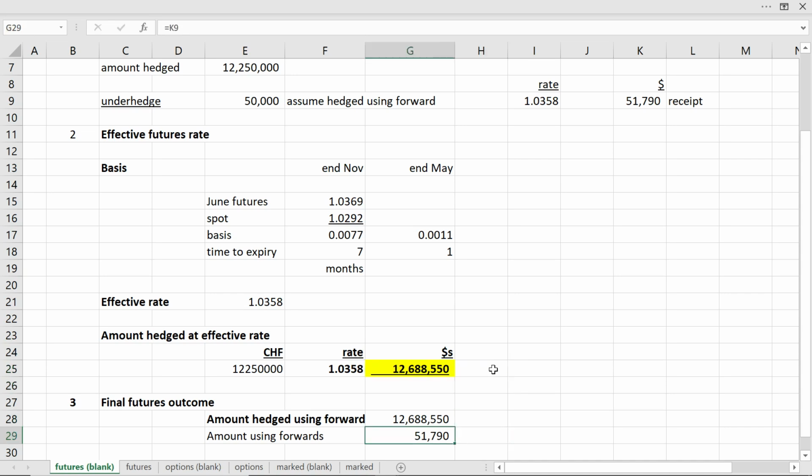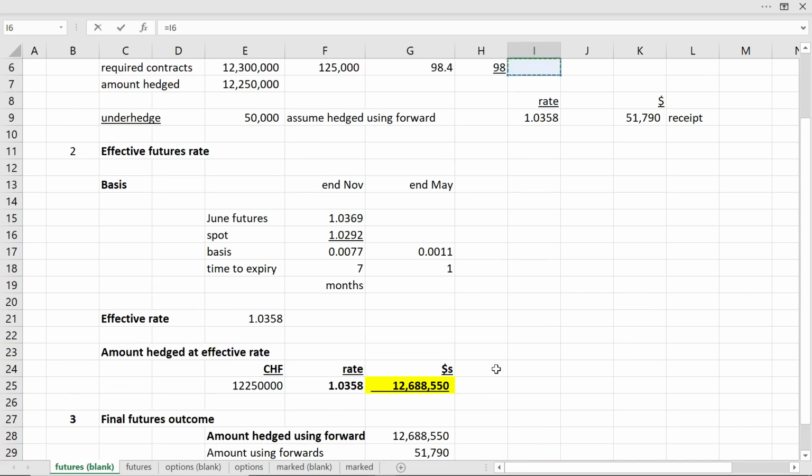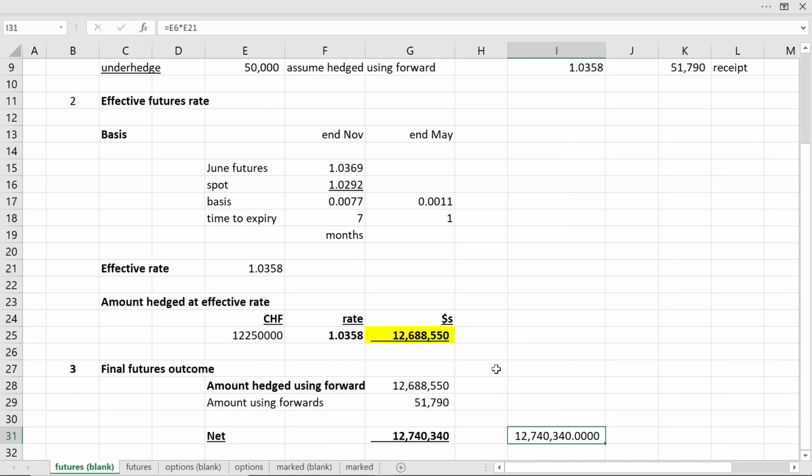And then I'm not forgetting the amount that I've hedged using the forward. Top of the screen, top right, 51,790 in dollars. And so adding those numbers together, that's my net outcome. Now I can also get that outcome more quickly if you prefer. You'll lose a mark for not showing the unhedged amount, but ignoring all of the calculations for underhedging, I could simply have taken 12,300 and multiplied by this effective rate, and I get the same answer. So in the exam, that's quite a useful shortcut approach to use.